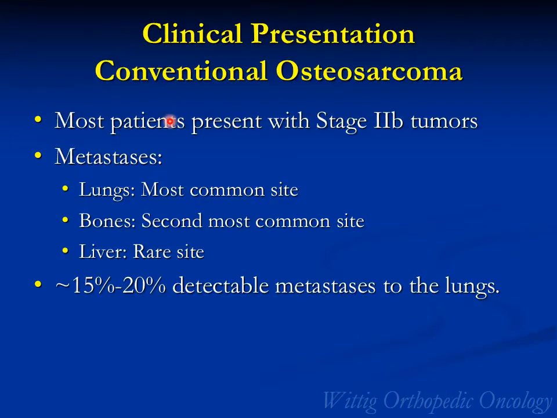Most patients with conventional osteosarcoma present with stage 2B tumors. The most common sites of metastases are to the lungs, the bones, and the liver. Liver is the third most common site; it actually rarely occurs. Approximately 15 to 20% of patients present with detectable metastases to the lungs. So the majority of patients do not present with metastatic disease, but about 15 to 20% present with overt metastases to the lungs.